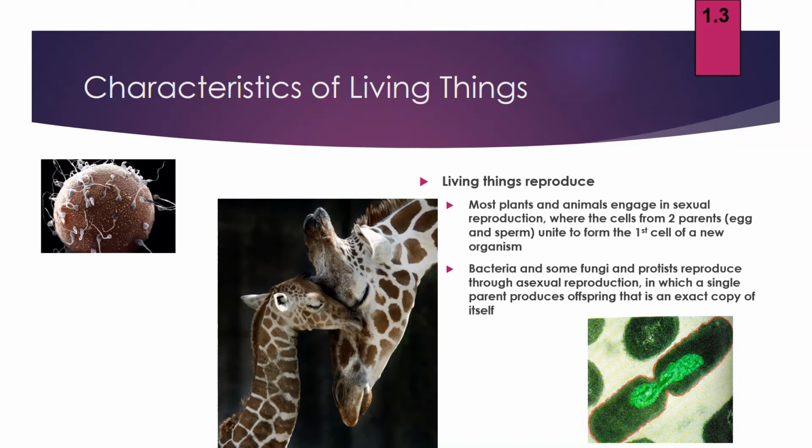If you're a bacteria or a fungi or a protist, you usually reproduce through asexual reproduction, where a single parent produces offspring that are exact copies of themselves. When you only have one parent contributing DNA, you're not going to have any genetic diversity. That's one of the advantages of sexual reproduction, is that with two parents, you increase your genetic diversity, and therefore it helps the population survive.